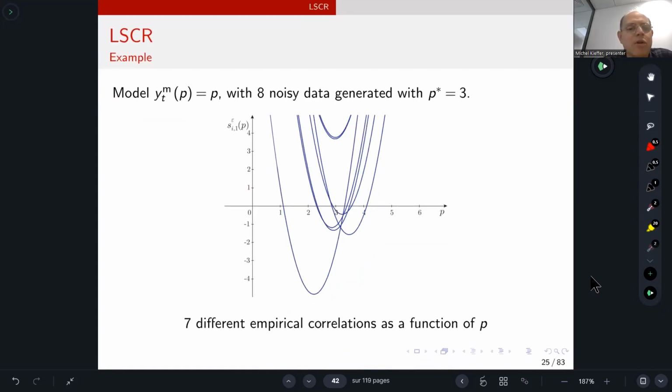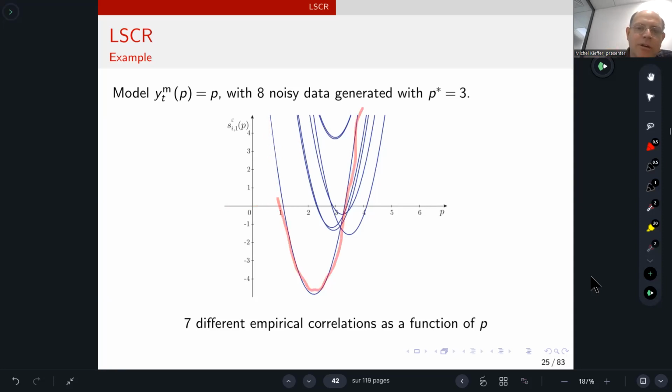Here again, this is the same illustration as before. I take this model, and now I've only considered 8 noisy data which were generated with P star equal 3, and I have generated 7 different estimates of the empirical correlation. I will show afterwards how these estimates were obtained. I would like to characterize the set where the empirical estimates of the correlation do not all have the same sign.